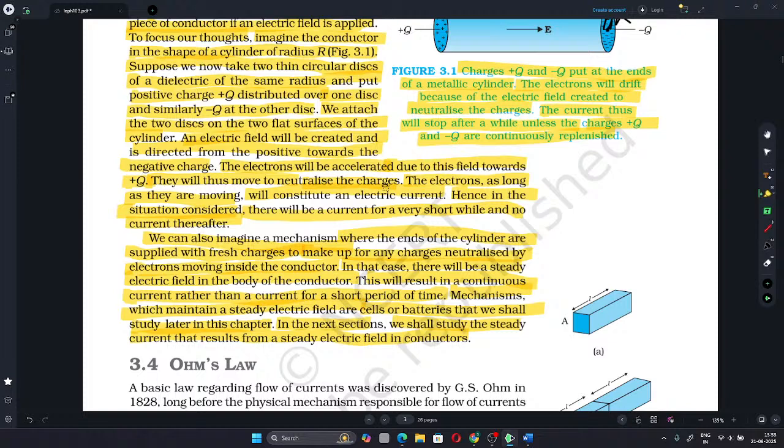We can also imagine a mechanism where the ends of a cylinder are supplied with fresh charges to make up for any charge neutralized by the electrons moving inside the conductor. In that case, there will be steady electric field in the body of the conductor. This will result in continuous current rather than a current for a short period of time. Mechanisms which maintain a steady electric field are cells or batteries that we shall study later in this chapter.